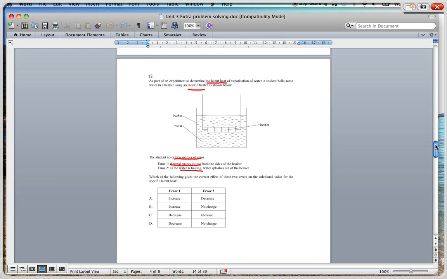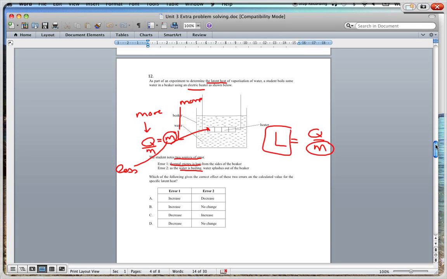So, if thermal energy is lost, we are assuming that all the energy, all the Q that's coming out there, is going into mL. So, if we have to add more than we need, then L obviously would also be more. But if water is coming out, so this becomes less than there actually is because you lose some, then again your latent heat is going to be divided by something smaller. So L is going to equal Q divided by m, and if m becomes less because it's splashing out, L will also increase. It will tend to cause it to increase.